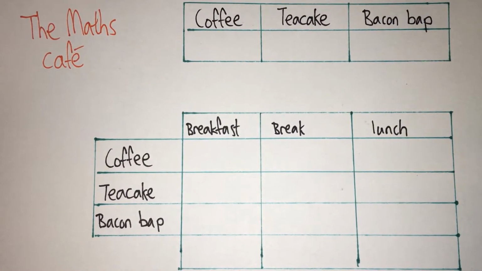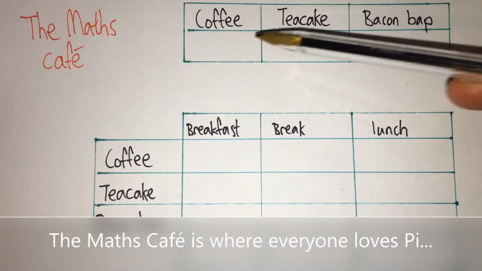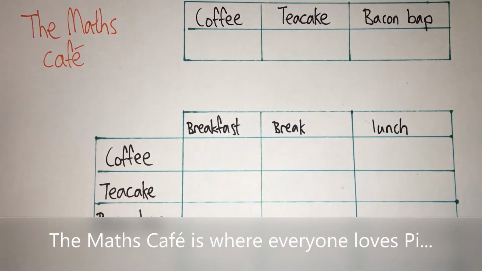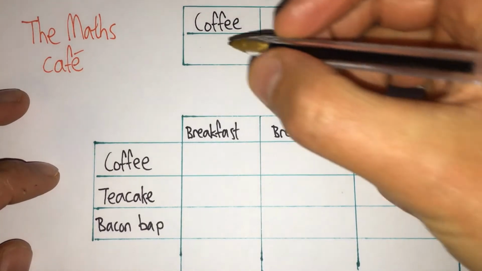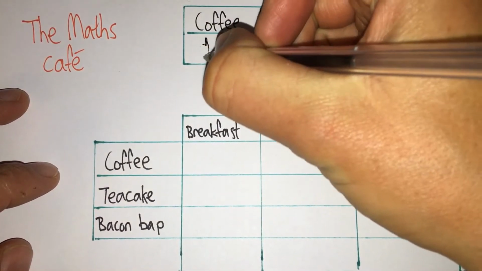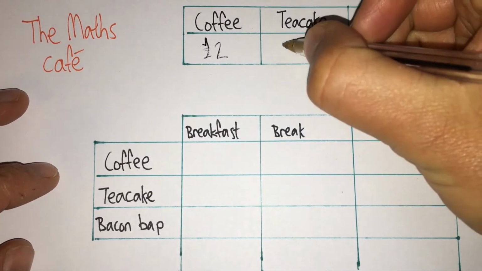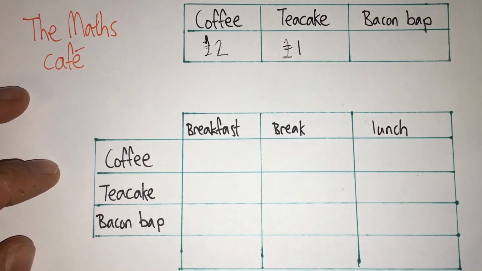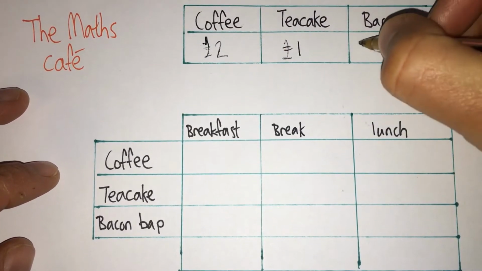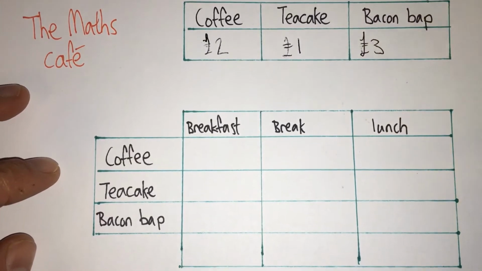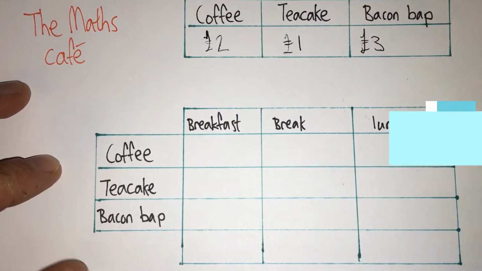Here we have the menu. There are 3 items on the menu: coffee, a tea cake or a bacon bap at bargain prices. A coffee will set you back £2. A tea cake will only set you back £1, and a bacon bap, well worth it, will set you back £3.